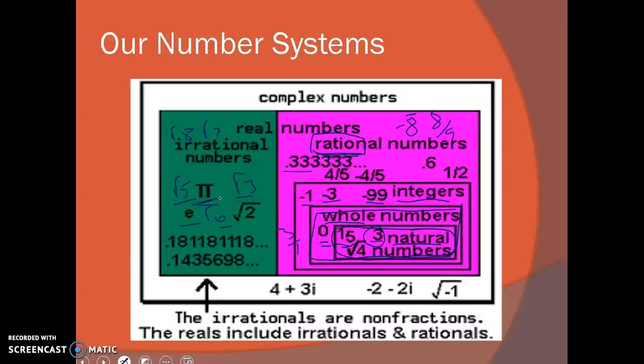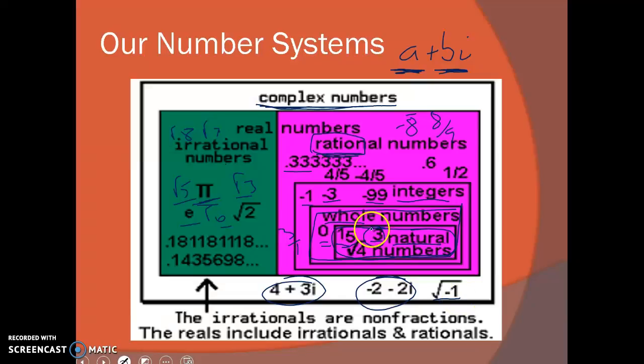Then there are complex numbers. Complex numbers include all of the natural numbers, whole numbers, integers, rational numbers, and irrational numbers. But complex numbers have an imaginary component. They're in this form, a plus bi. In other words, they have a real component, but they also have an imaginary component. So it might look something like this: 4 plus 3i, -2 minus 2i. The square root of -1 is the same thing as 0 plus i. And so that's a complex number.